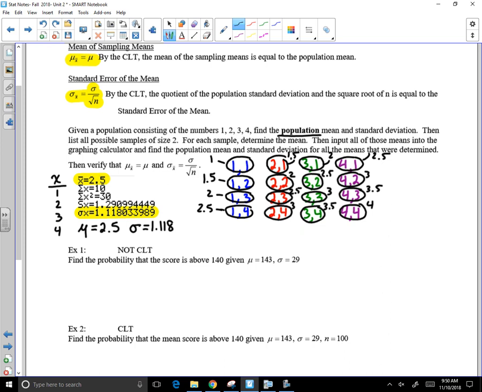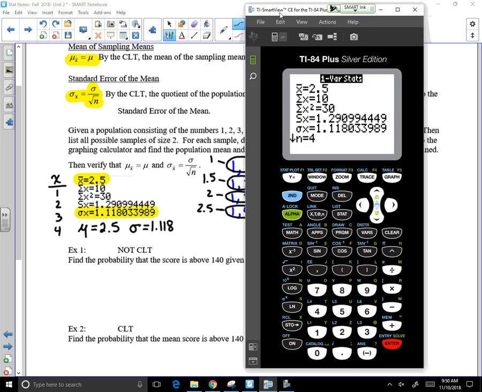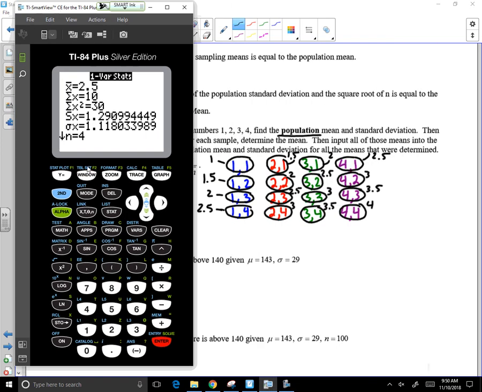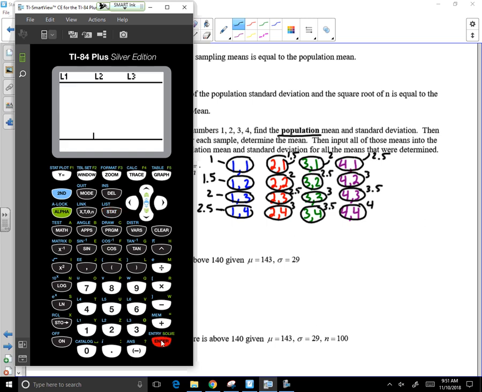So I have all of those means, all those numbers I wrote in black. I'm going to pop all those into my calculator and find the mean and standard deviation for those. All right. And there's going to be one obvious relationship, and then there's going to be one not quite so obvious relationship. I'll just overwrite the entries in L1 because I don't need those anymore.